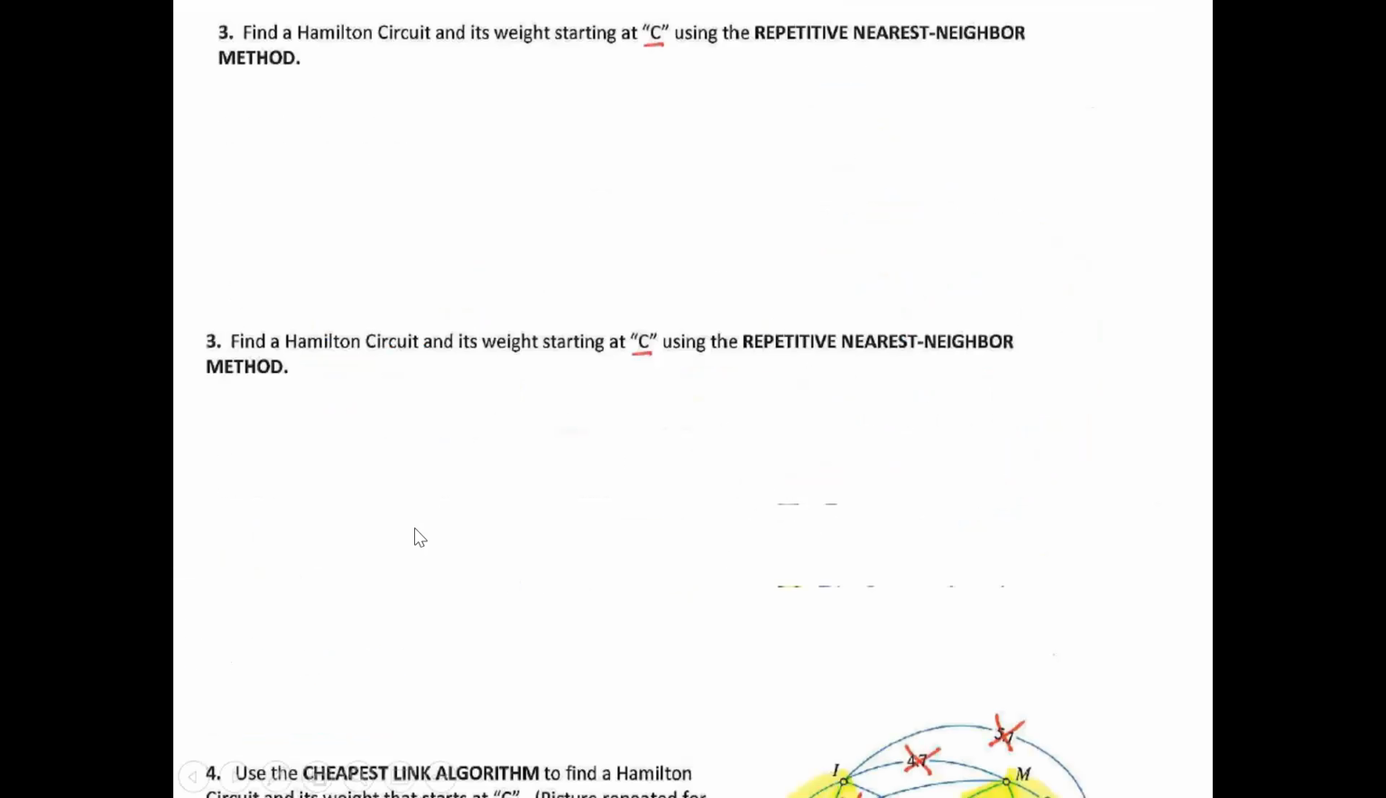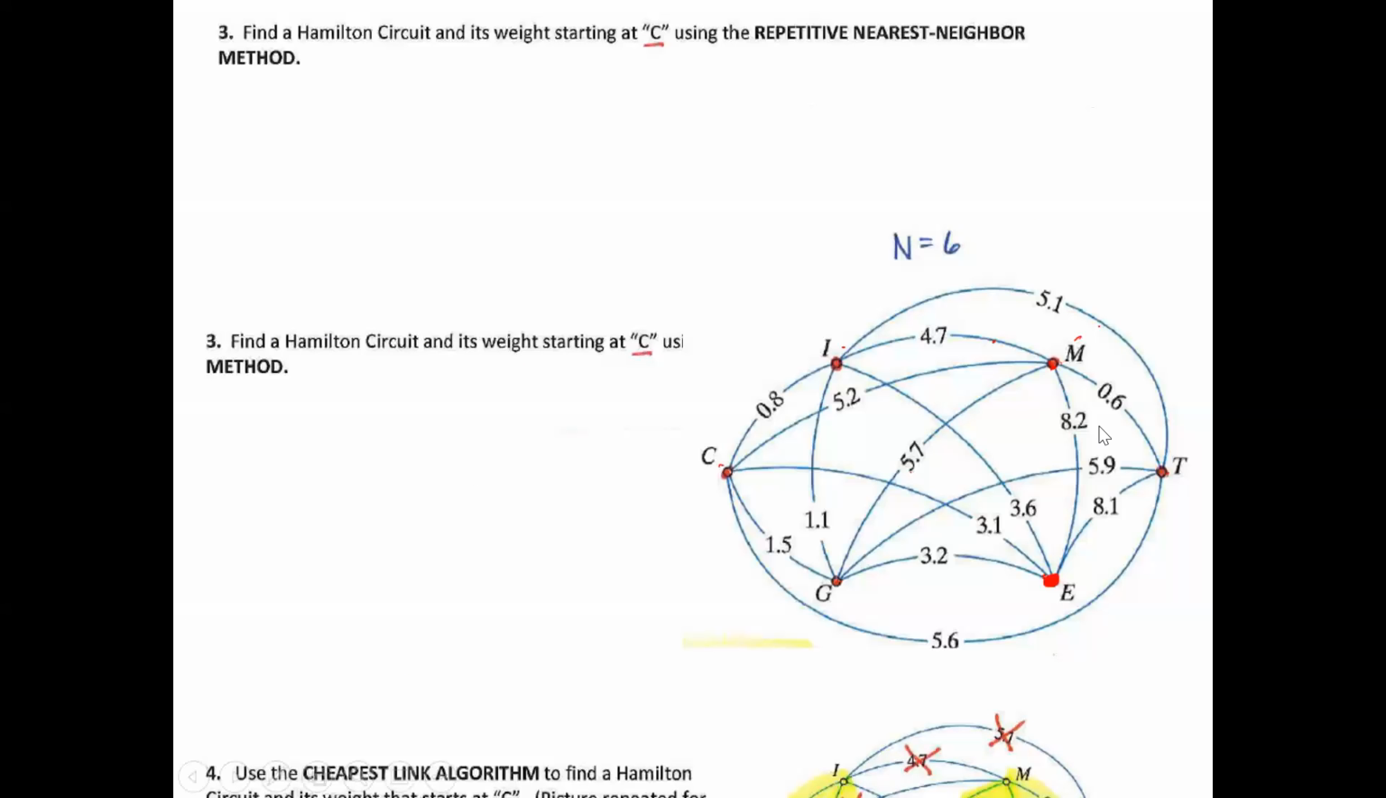Okay, so next one to do is let's go ahead and go to number 3. Number 3 says find the Hamilton circuit and its circuit weight starting at C using the repetitive nearest neighbor method. So starting at C, once again, it is going to be C, I, G, E, T, M, C, which is 19 that we found before.